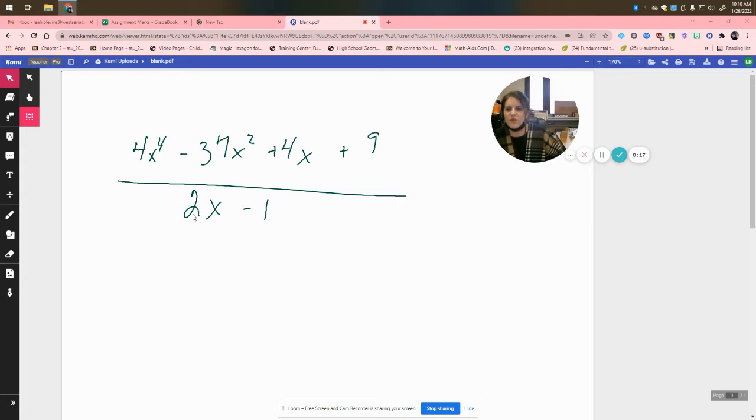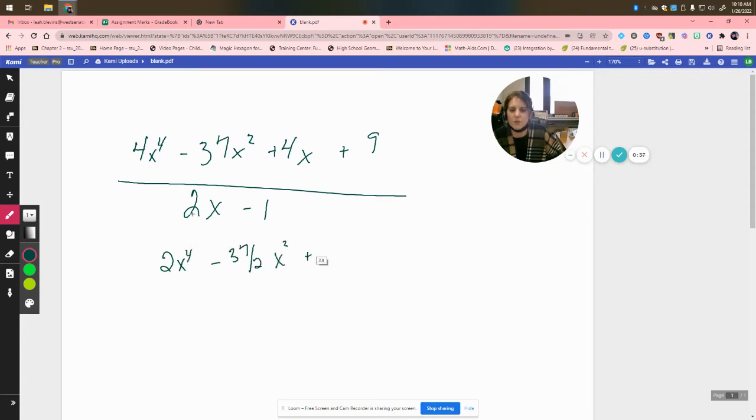If there's a leading coefficient of something other than 1, I want to divide every term in this problem by that 2 so that I can then have a leading coefficient of 1. So if I divide 4 by 2, that gives me 2x to the fourth. And I want to have minus 37 over 2 x squared plus 2x plus 9 halves. And that's all being divided by... 2 divided by 2 is 1, so that leaves me with x. And negative 1 divided by 2 is a negative 1 half.